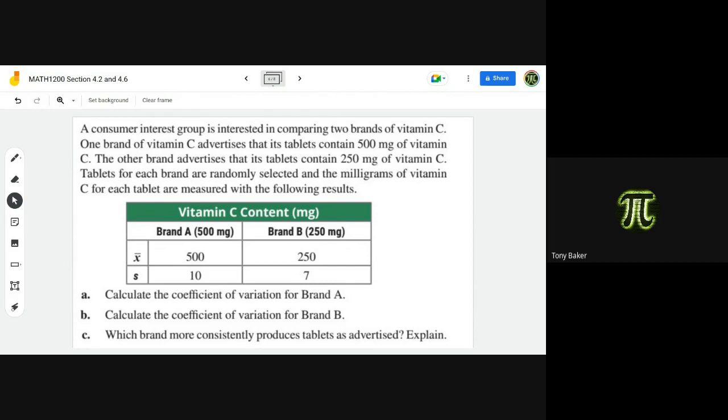The question is, we're going to find the coefficient of variation for each one, and then find out which one is more consistent. Okay? So let's look at A, and then you guys can do B. All we're going to do for A is 10 divided by 500 times 100. That's it. That's the coefficient of variation.